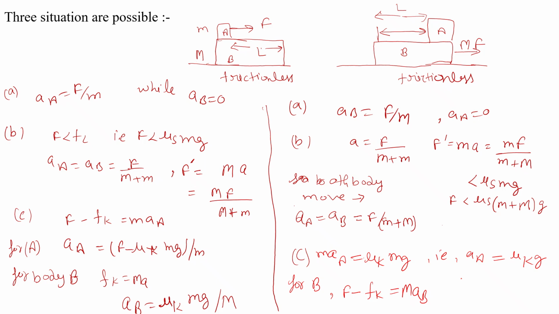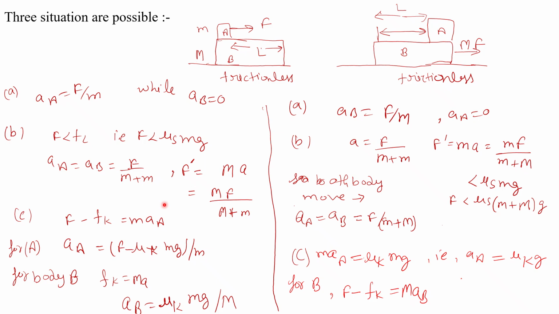First, when body A of mass m is resting on body B of mass m, and a force F is applied to the upper body as shown in this figure, the following three situations are possible. First, when there is no friction, body A will move on body B with acceleration F by m, and body B will remain at rest. So the formula is a A is equal to F by m while a B is equal to 0.